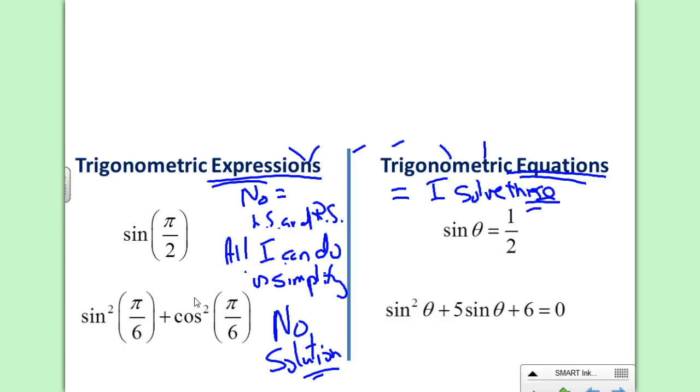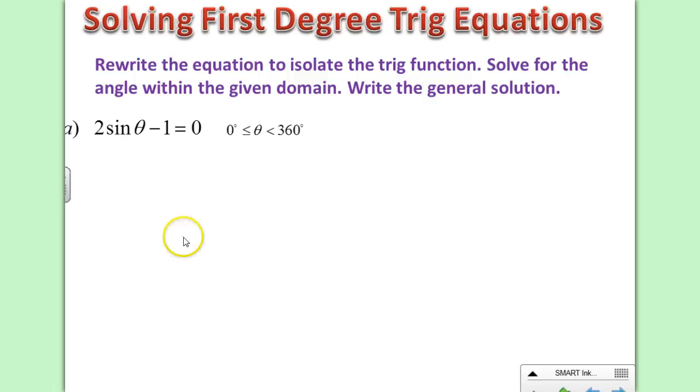And obviously the rules of equations that we've learned over the years apply, right? So those are equations. What are the things that we need to do as we solve equations? Well, we looked at questions like this in Math 20. Rewrite the equation and isolate the trig function. Okay, so hopefully that's clear.